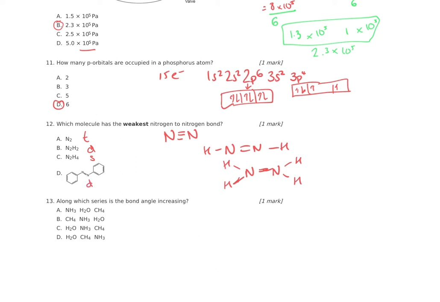So which is going to be weakest? The single bond is going to be weakest. Okay, so it's going to be C. Because remember, single bonds are longer and weaker. The more electrons you're putting into that bond, the stronger they're at pulling and attracting the nitrogen in.